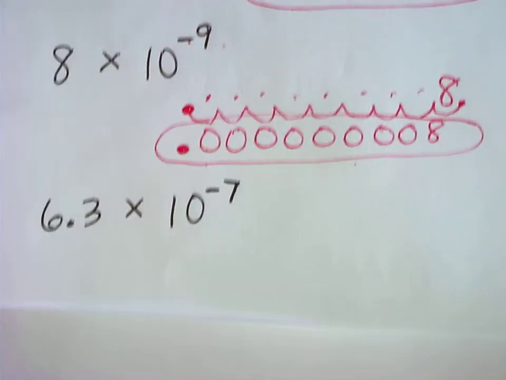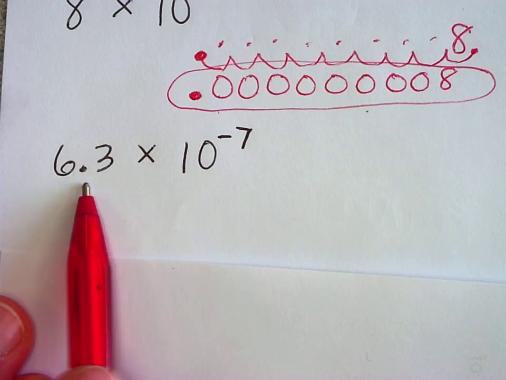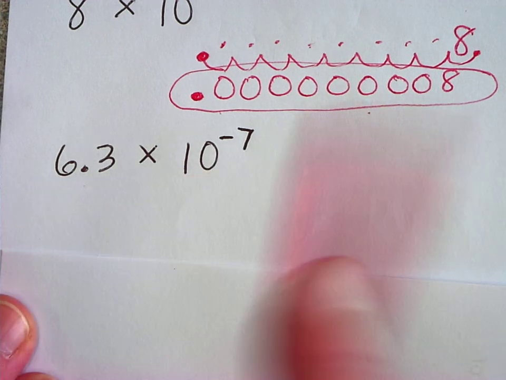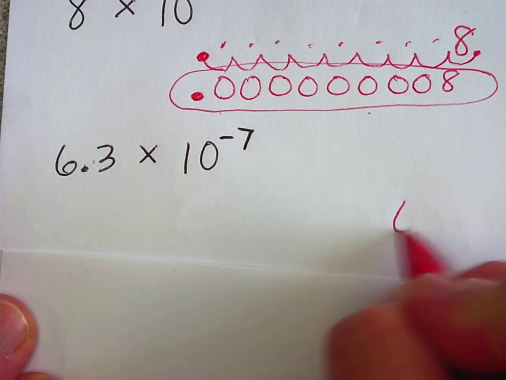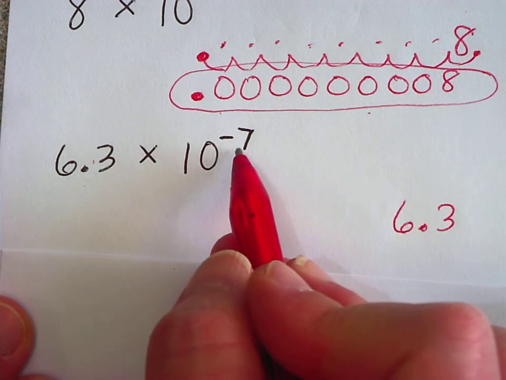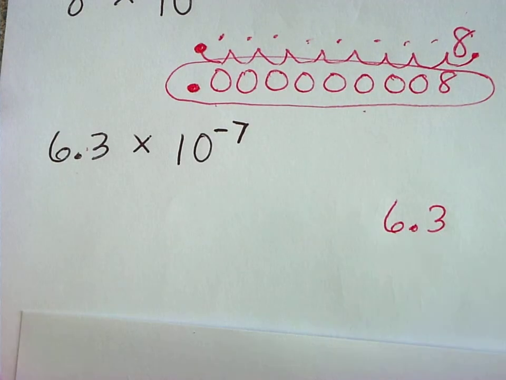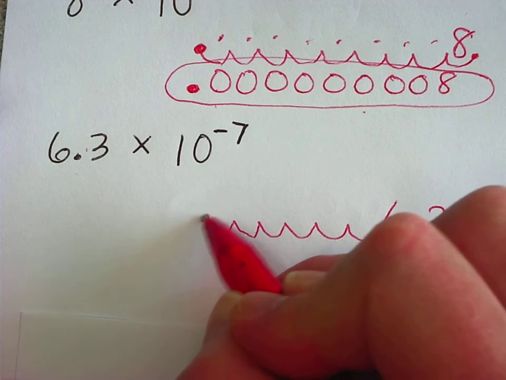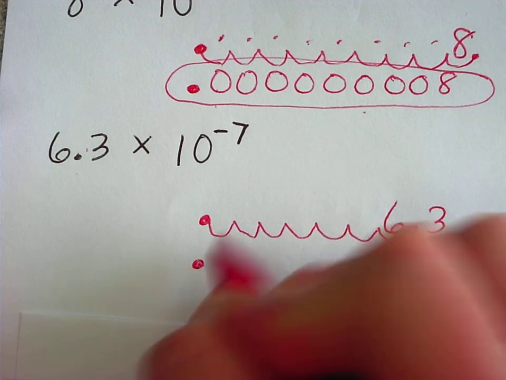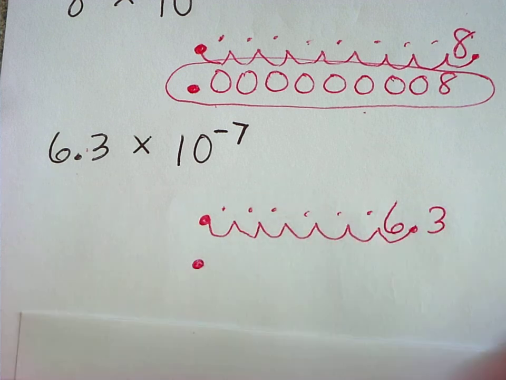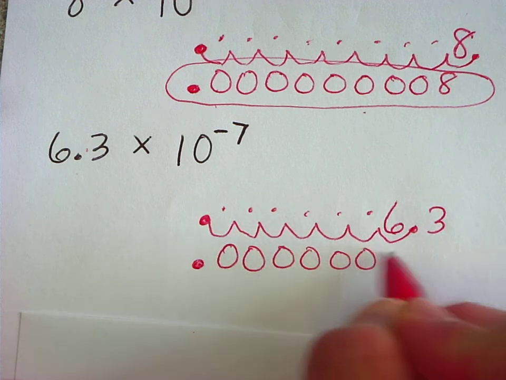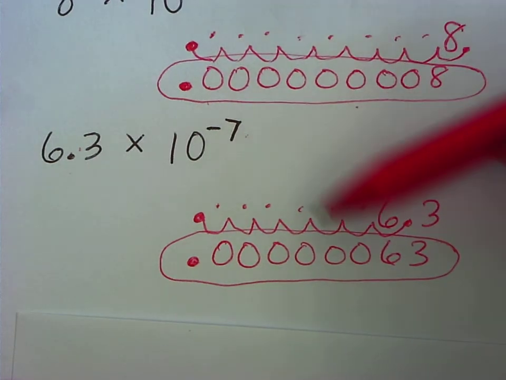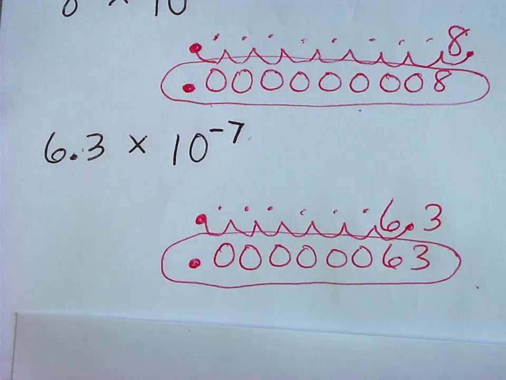Okay, let's try one more. I have 6.3 times 10 to the negative 7th. Yes, this is in scientific notation because this is 1 or more but less than 10, and it's multiplied by a power of 10. So I'm going to start off with my number, 6.3. This time I'm moving the decimal 7 to the left because it's a negative 7. 1, 2, 3, 4, 5, 6, 7, and it lands right there. So point, 6 zeros, and then 6, 3. There is this number written in scientific notation in standard form, a regular number. I hope that helps.